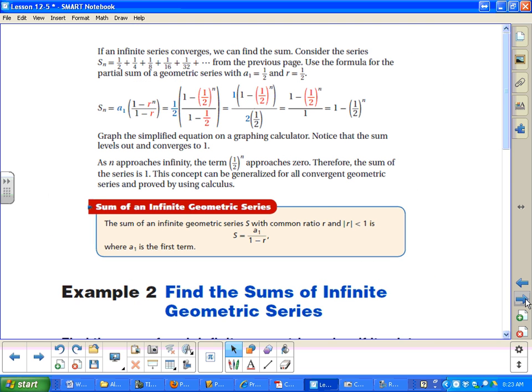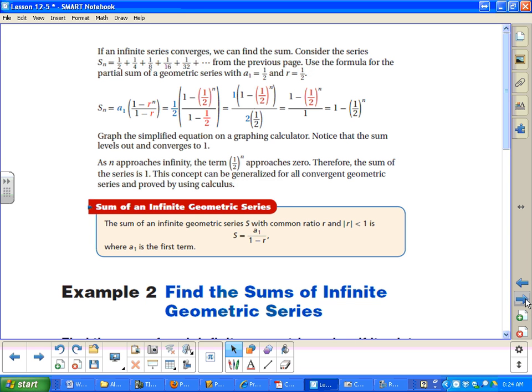Okay. All right. So, don't worry about this stuff up top. Okay, that's a good explanation. So, what if I can find the sum? Okay. I need a way to be able to do that.